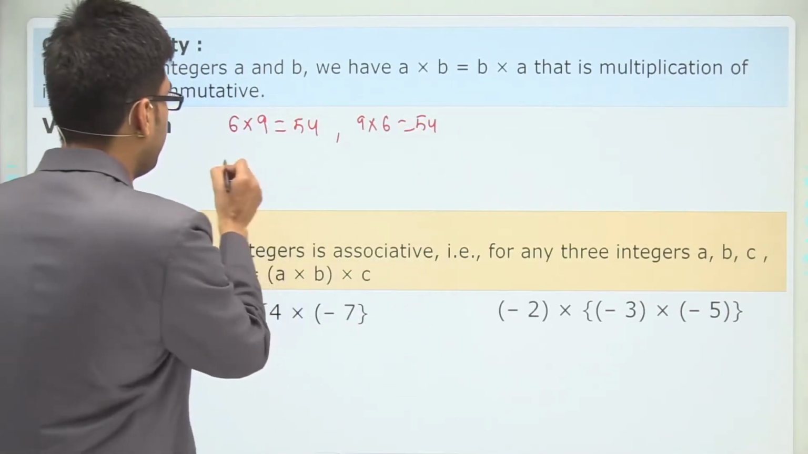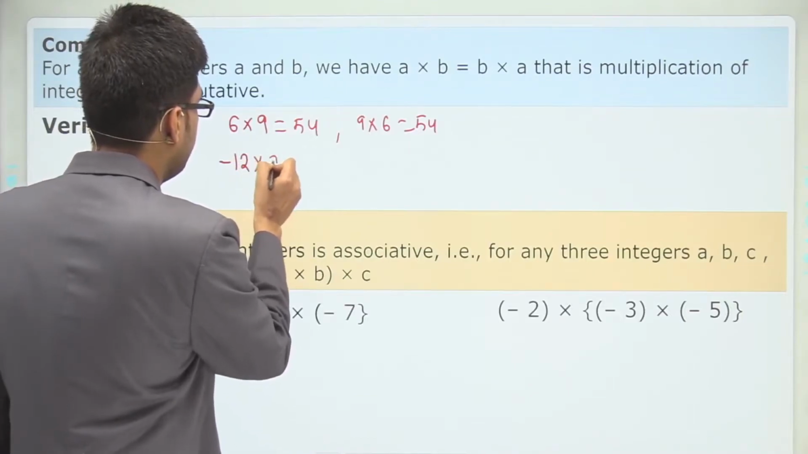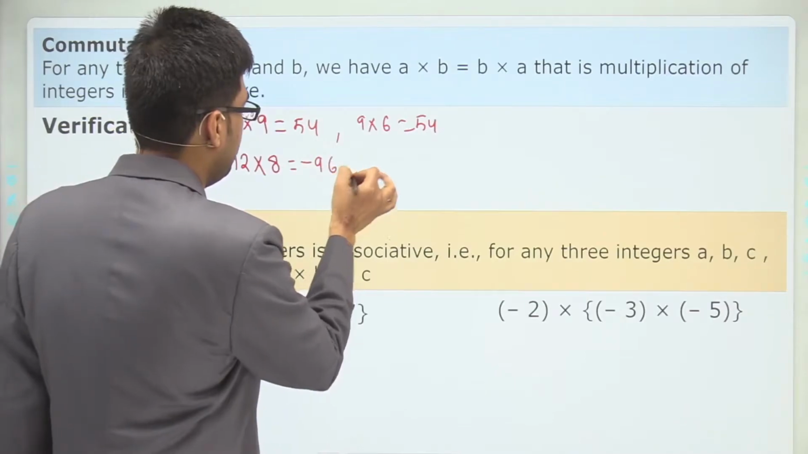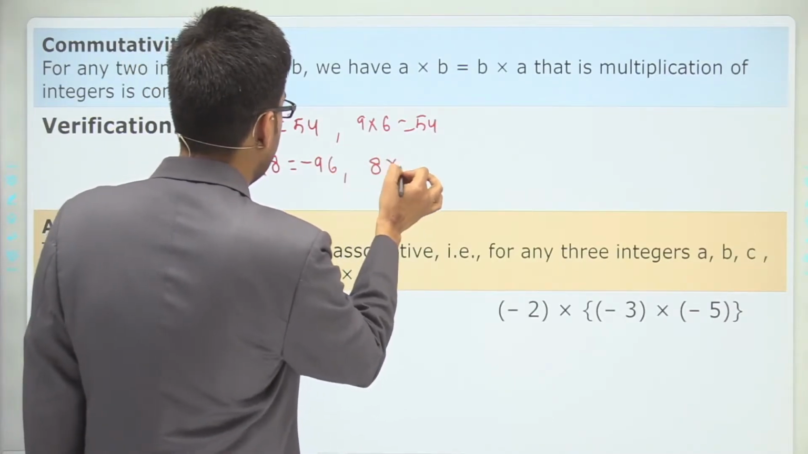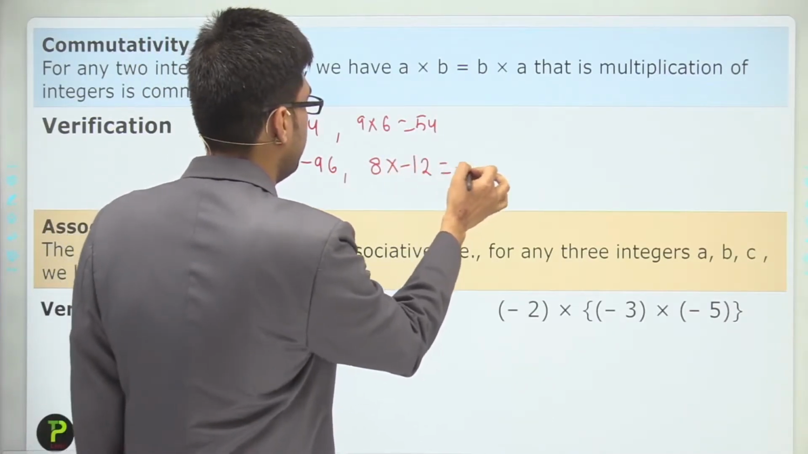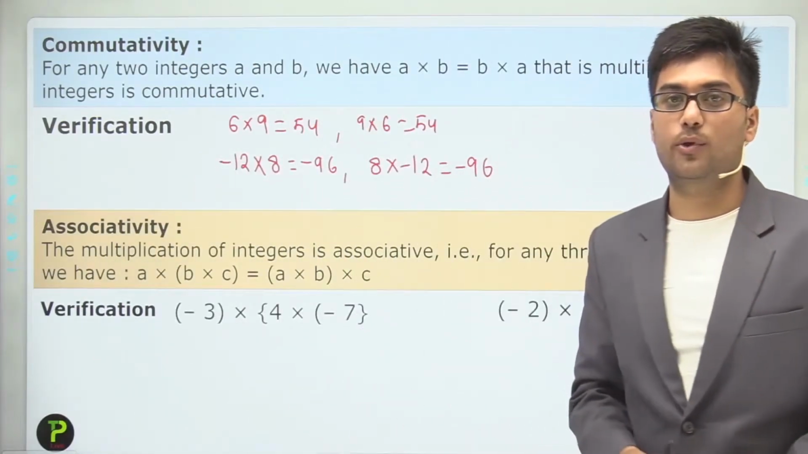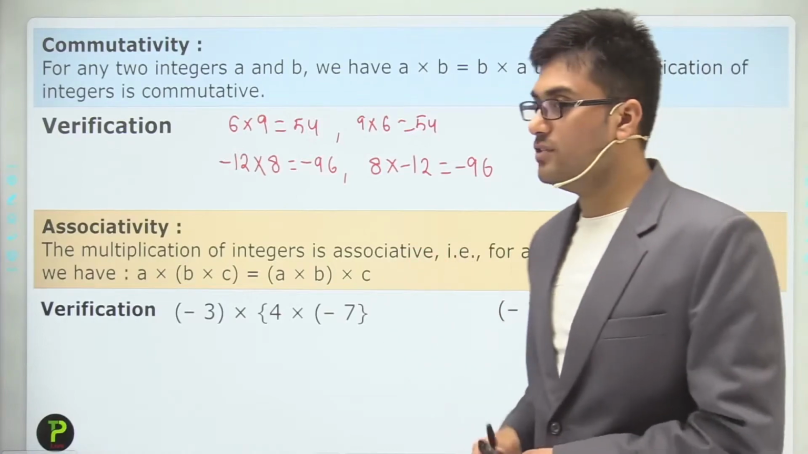For example, minus 12 multiplied by 8 is minus 96, and 8 multiplied by minus 12 is again minus 96. So the product of integers is commutative. Now the next one is what?